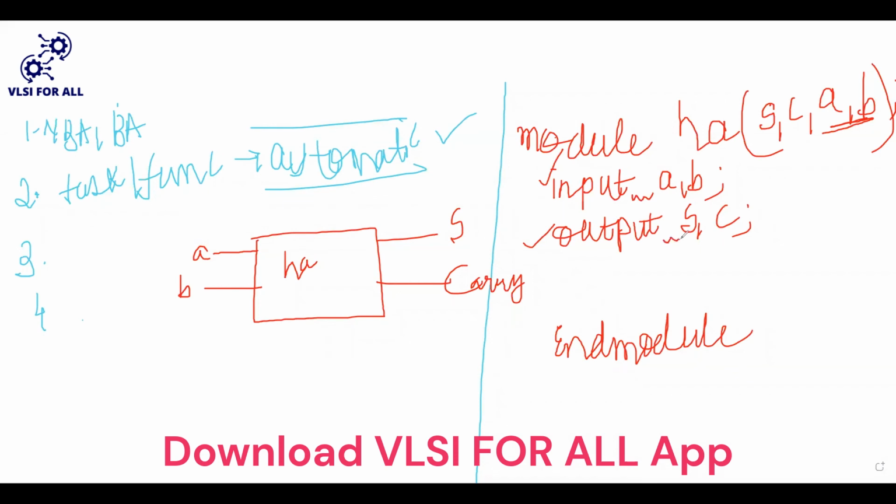Here I haven't used anything, either wire or reg. So implicitly we are going to consider this one as a wire. Implicit is nothing but without any definition, the default.